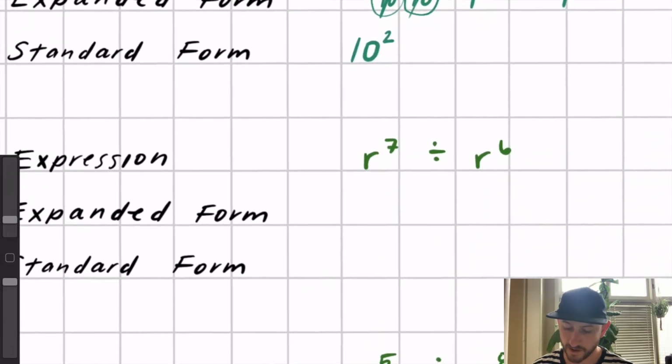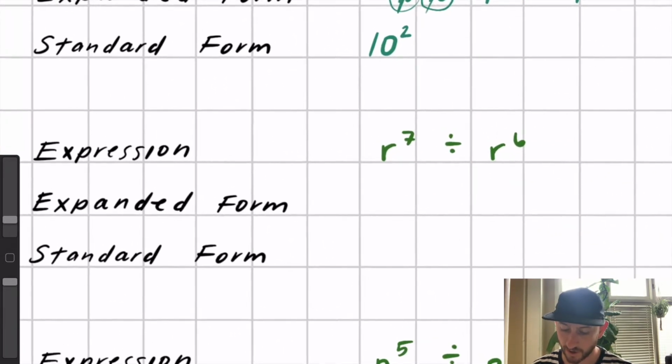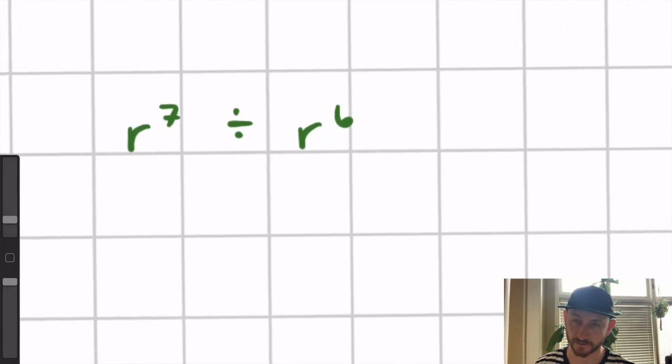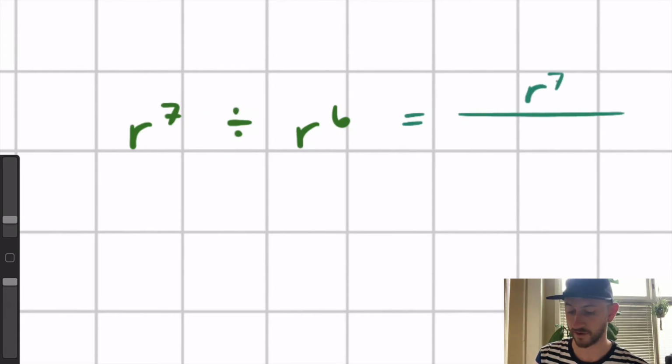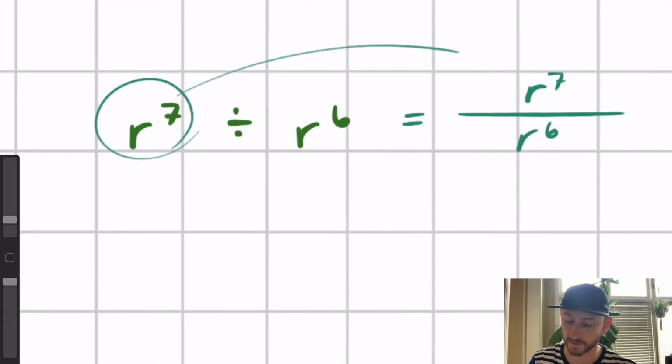Let's do another one. We have r to the power of 7 divided by r to the power of 6. Again, remember, instead of using this division sign, we're going to make a fraction line, and I'll say r to the power of 7 over r to the power of 6. And it's important when you do this that the first term always goes on the top, second term always goes on the bottom.